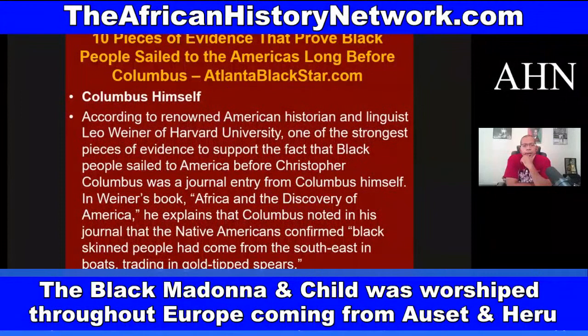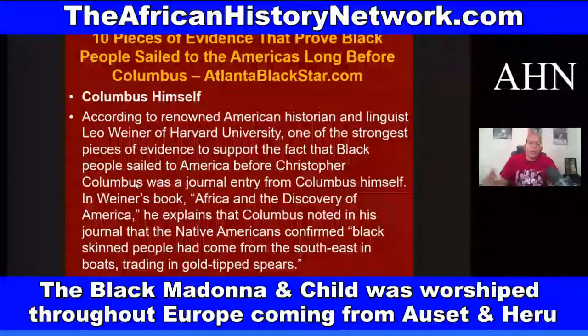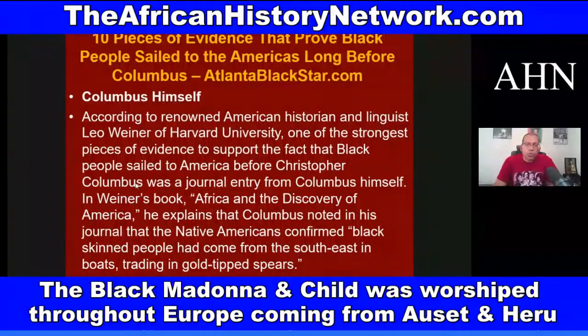So before Christopher Columbus, one of the strongest pieces of evidence to support the fact that Black people sailed to America before Christopher Columbus was a journal entry from Columbus himself. In Leo Weiner's book, Africa and the Discovery of America, he explains that Columbus noted in his journal that the Native Americans confirmed Black-skinned people had come from the southeast in boats trading in gold-tipped spears. This is what Columbus wrote in his own journals because he kept a journal.